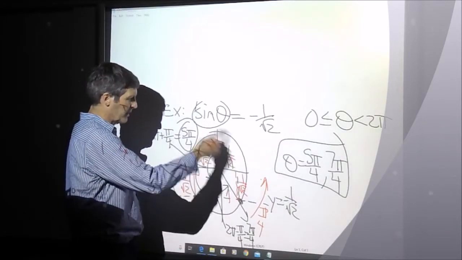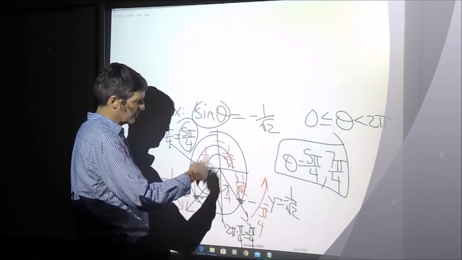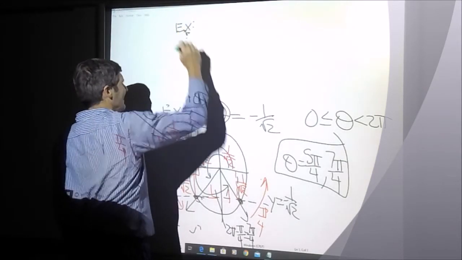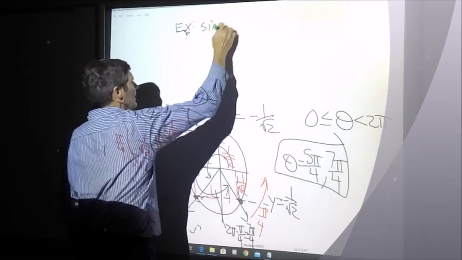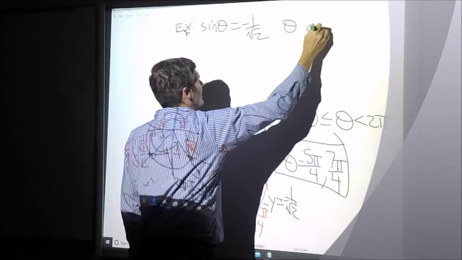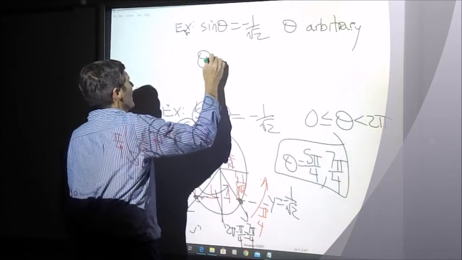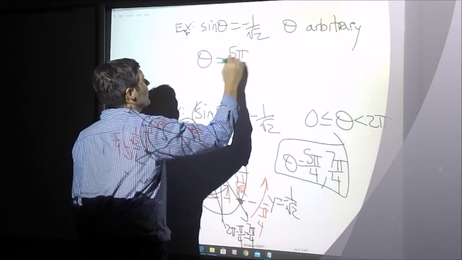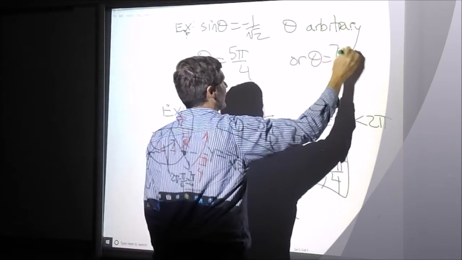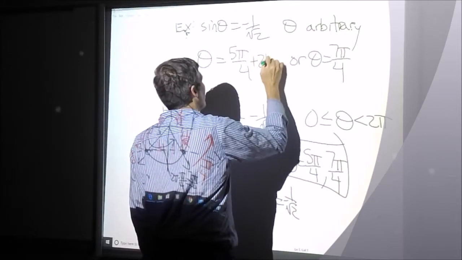So I could go 2 pi plus this angle, or 4 pi plus the angle, or minus 2 pi plus the angle. So now the next problem is to solve sine theta equals minus 1 over square root 2 with theta arbitrary. What do I do for that? I just take my answers I had last time, 5 pi over 4 and 7 pi over 4, and I can say I can go any whole number of rotations, so I'll add 2k pi to each of these.